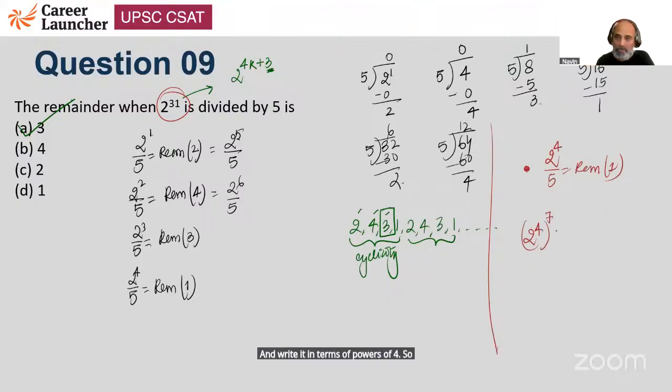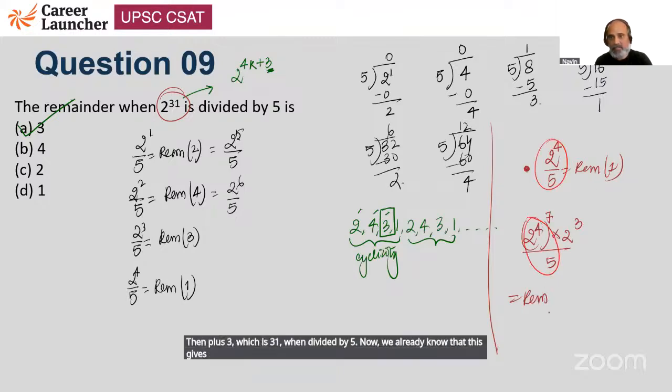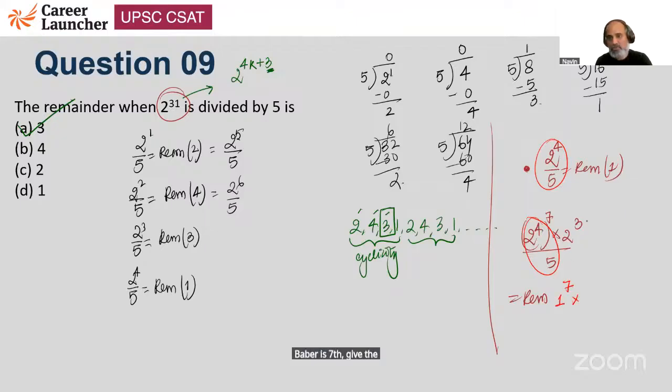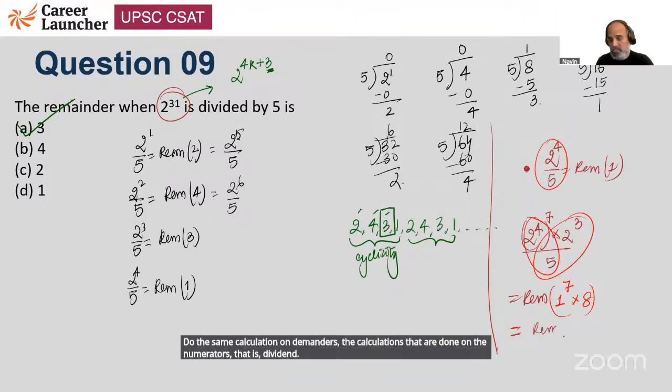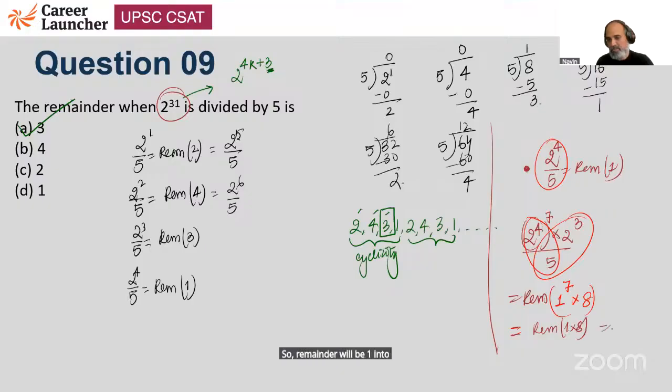So I can go 7 times, that's 28, in plus 3, which is 31 when divided by 5. Now, we already know that this gives us a remainder of 1. Power is 7, keep the 7. 2 cube is 8, so keep the 8. Do the same calculation on remainders, the calculations that are done on the numerators, that is dividend. So remainder will be 1 into 8, which is going to be 8 now.